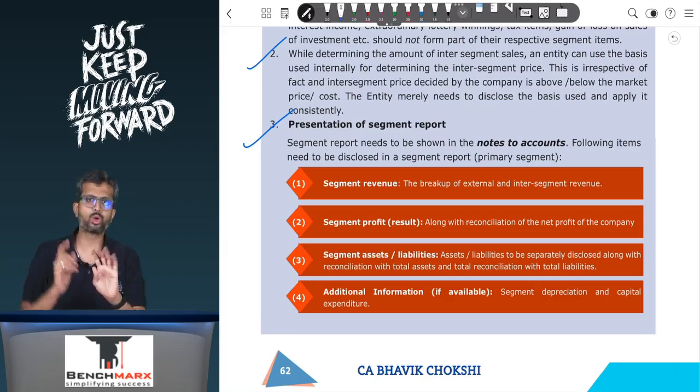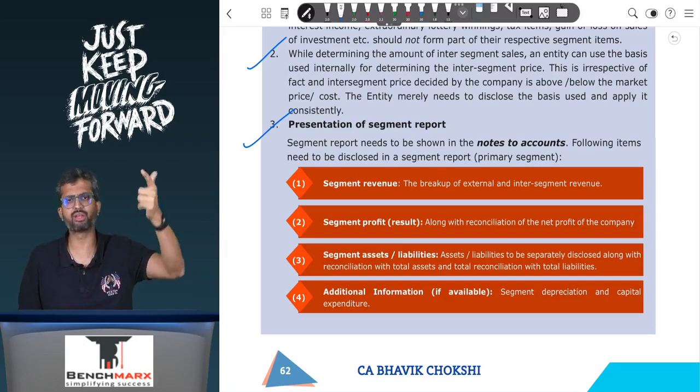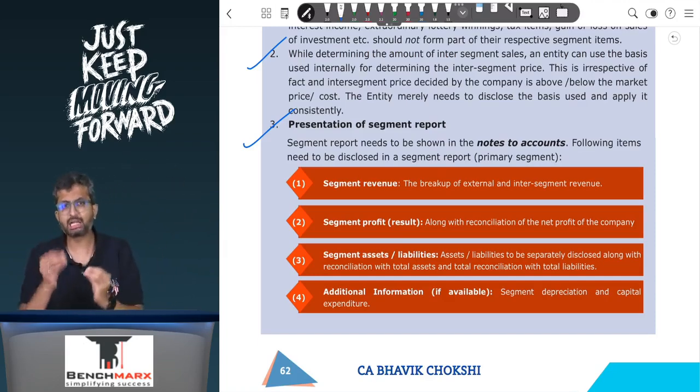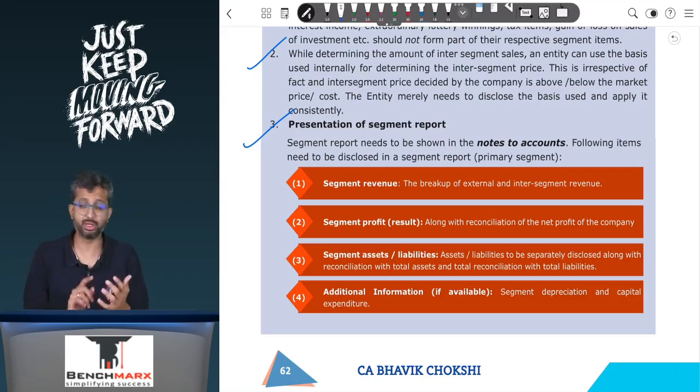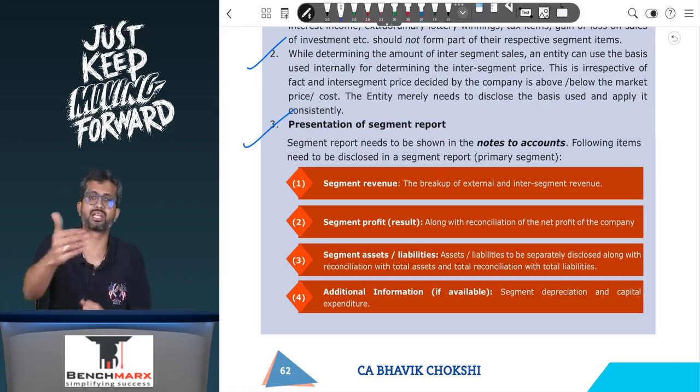These are the 4 core balance sheet and P&L items: segment revenue, segment profits with the reconciliation, segment assets with the reconciliation, segment liabilities with the reconciliation. Then there are 2 additional items to the extent data is available, that is depreciation division wise and capital expenditure. Capital expenditure is the amount that you have invested in fixed assets during the year.